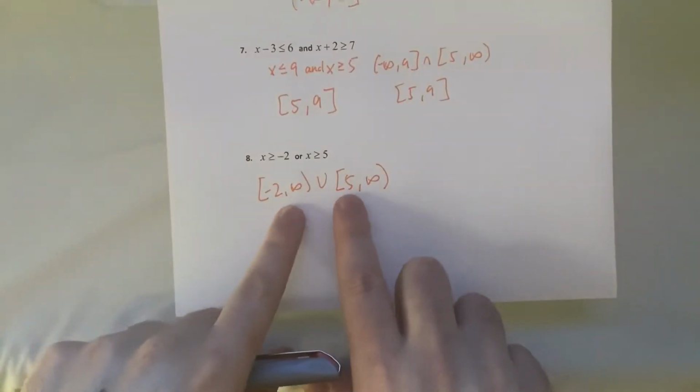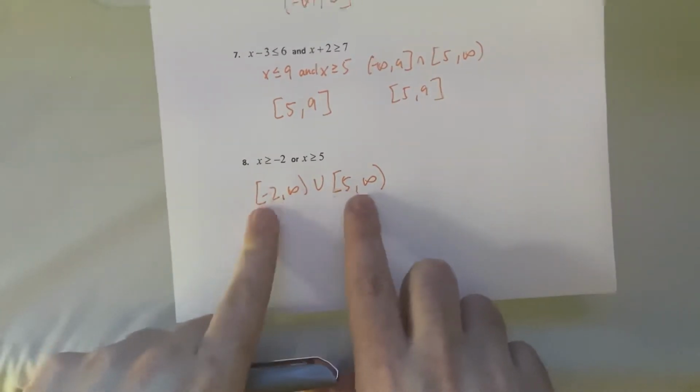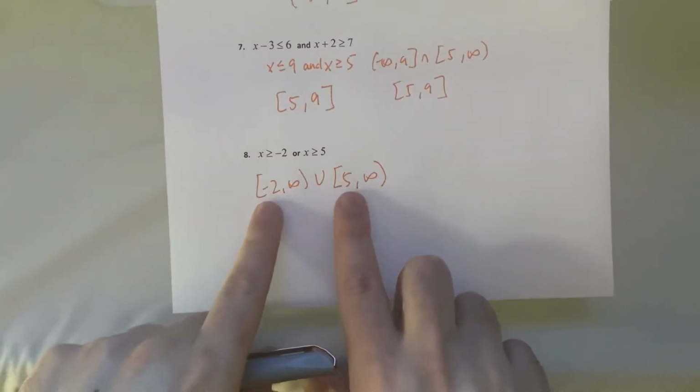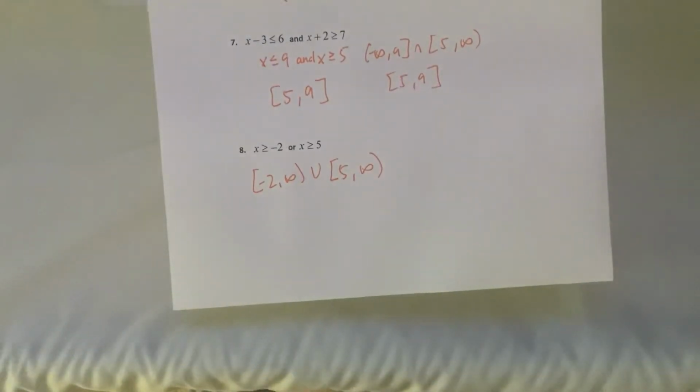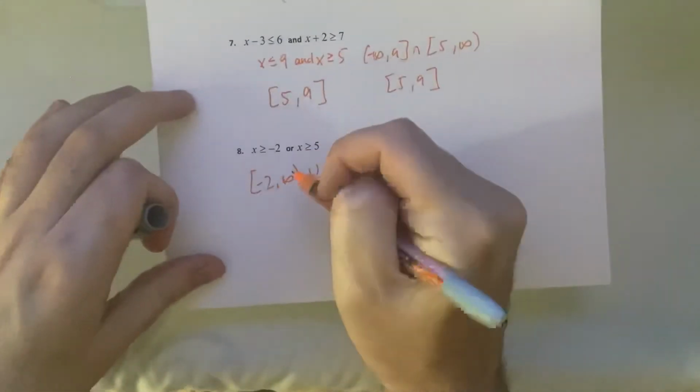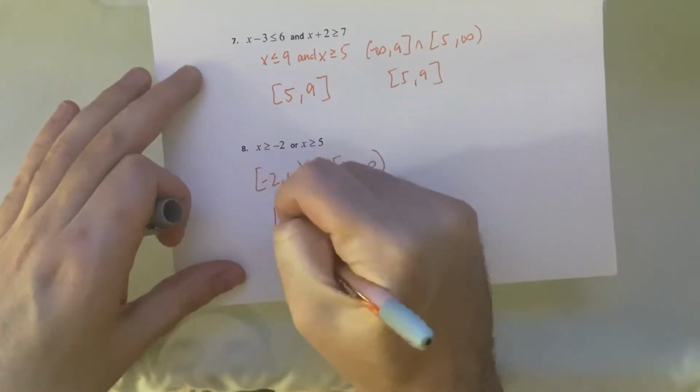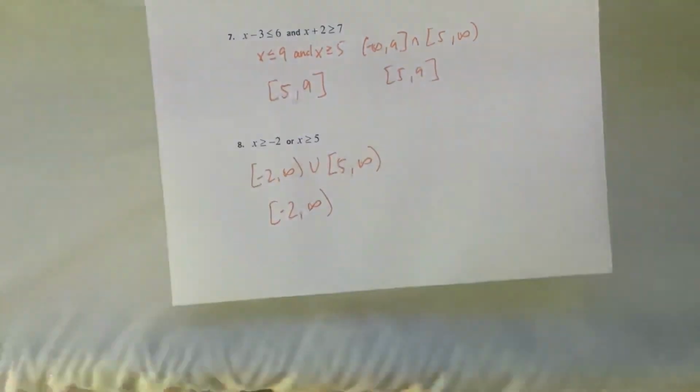So even though they share from 5 to infinity here, they don't share from negative 2 to 5 because the numbers between negative 2 to 5 are not in the second part. But as long as they're in one or the other, it doesn't matter. So generally the union gets bigger than the numbers. So this is negative 2 to infinity.